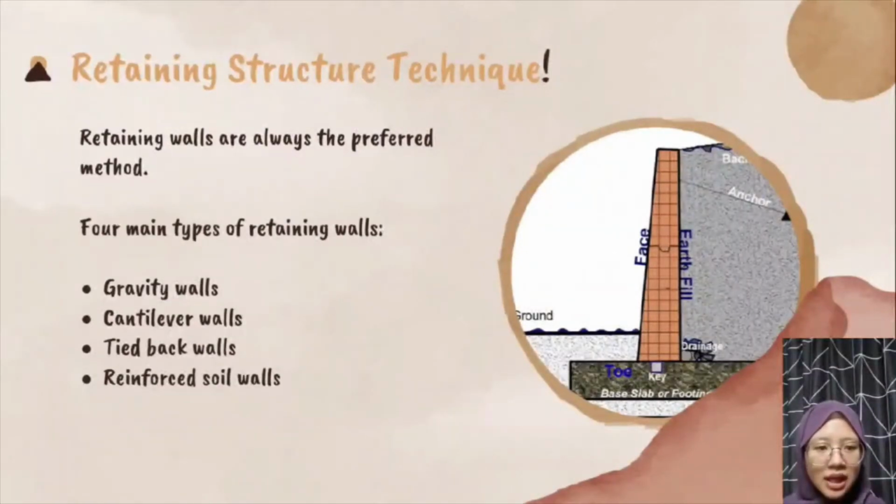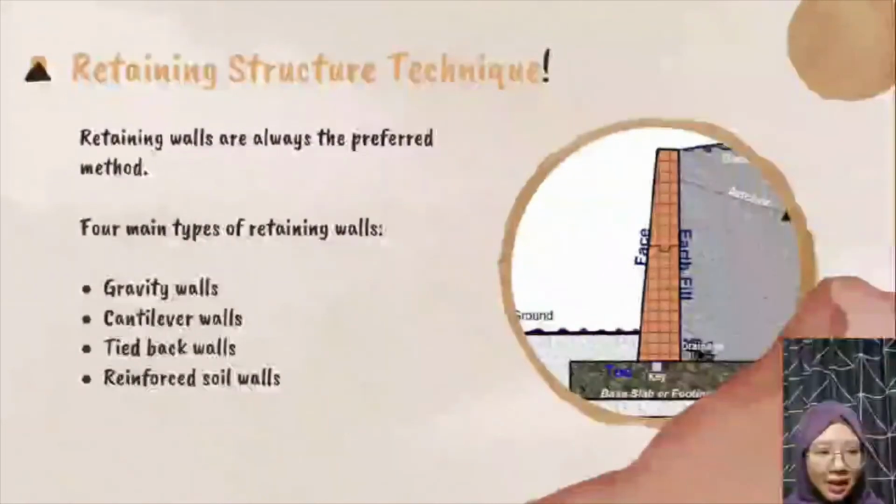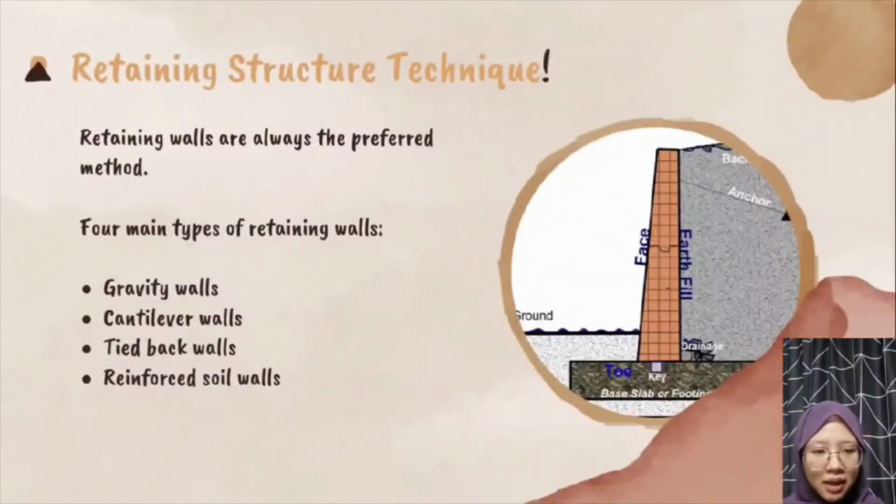Third, tied back wall, in which the vertical or inclined wall face is restrained by ground anchors to limit outward deflection. Last, reinforced soil walls, in which soil is reinforced by metal strips, plastic strips, grids, soil nets, or fabric reinforcement to allow the outer face to stand at a relatively steep slope and provide internal stability.